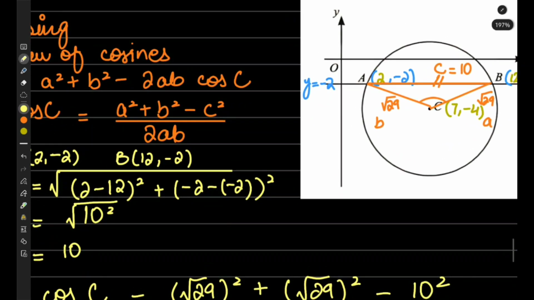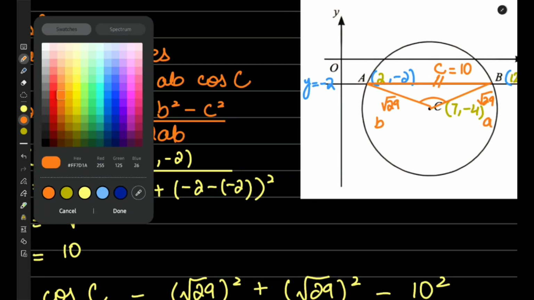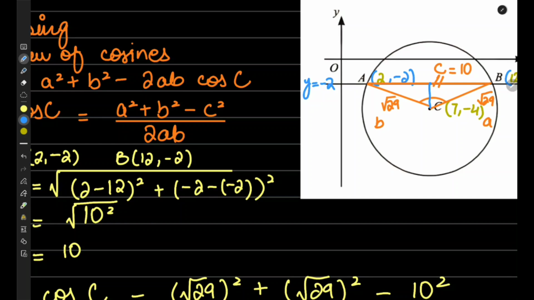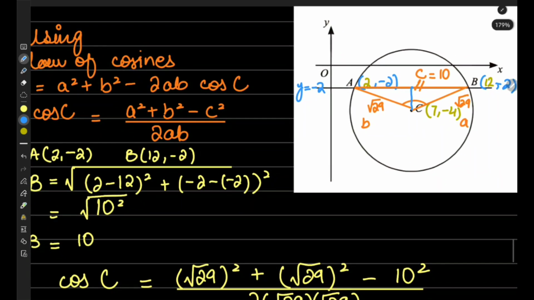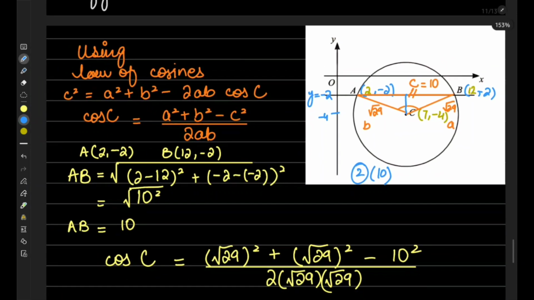Another way could be if instead you use these two triangles and use your trigonometric ratios or use base times height, because this is minus 4, so your height would be 2, and base you can find by again the distance formula, so that is 10. So what do we need to find? Angle.